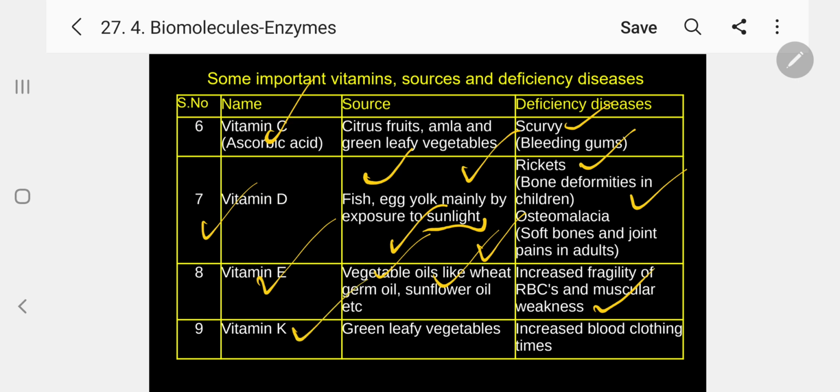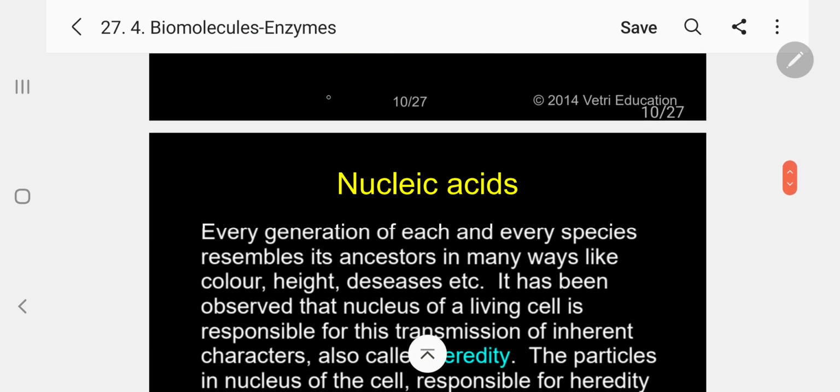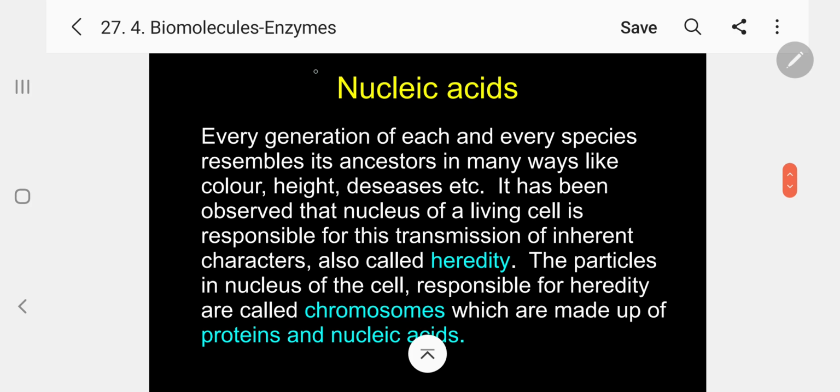The next one, vitamin K, it is usually present in green leafy vegetables. Due to the deficiency, there is increased blood clotting time. So normally when we get a wound, bleeding will come, that is blood will come out. Suppose you press on that particular position, after a few seconds, it will stop automatically. Suppose if you are having a loss of vitamin K, the blood continuously comes out until the entire blood from our body goes out. So that's why vitamin K is most important. So that is regarding vitamins.